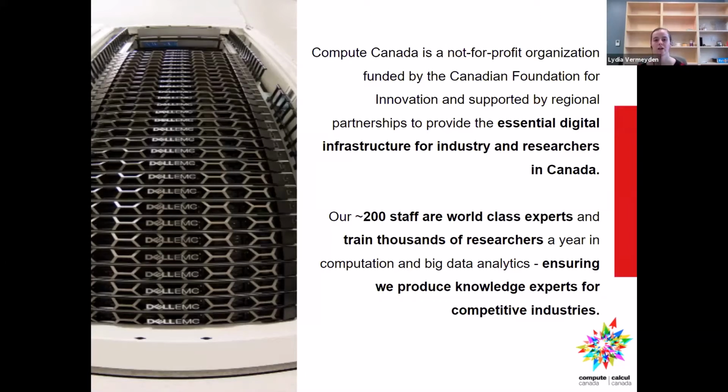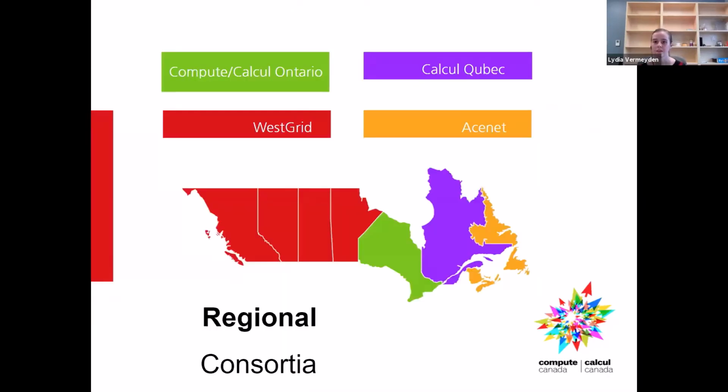This is to ensure that our researchers across Canada are able to access the support they need in their own subject area to perform world-class computational research. We have 4 regional consortia. As I mentioned, ACENET is in Atlantic Canada. We have Calcul Quebec and Compute Ontario, and Westgrid, which makes up the Prairies and BC.